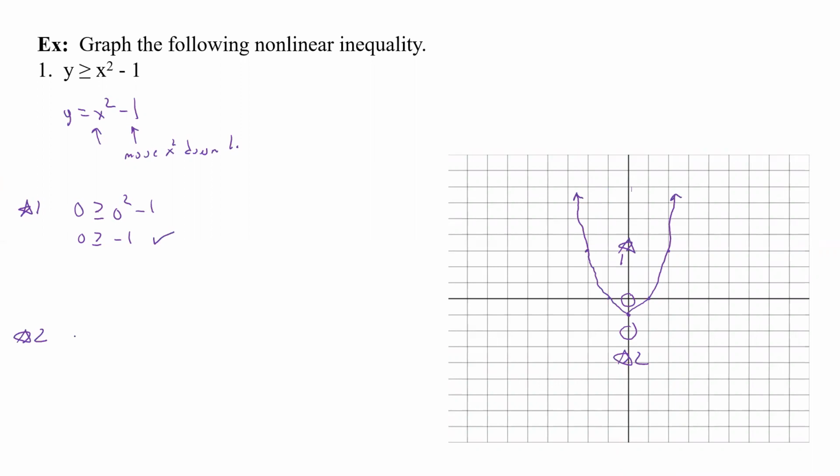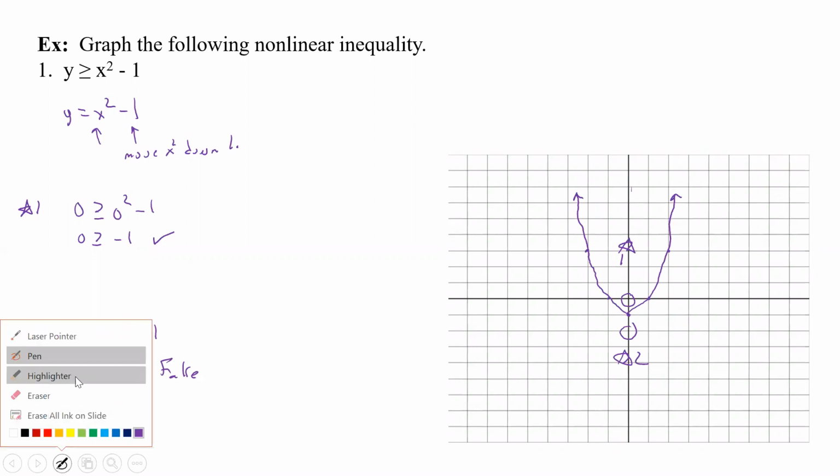But what about this other one? Well, the other one was (0, -2). So we're going to have 0 for x and minus 2 for y. So minus 2 greater than or equal to 0 squared minus 1. Minus 2 greater than or equal to negative 1. That's false. And so we're not going to shade out here.